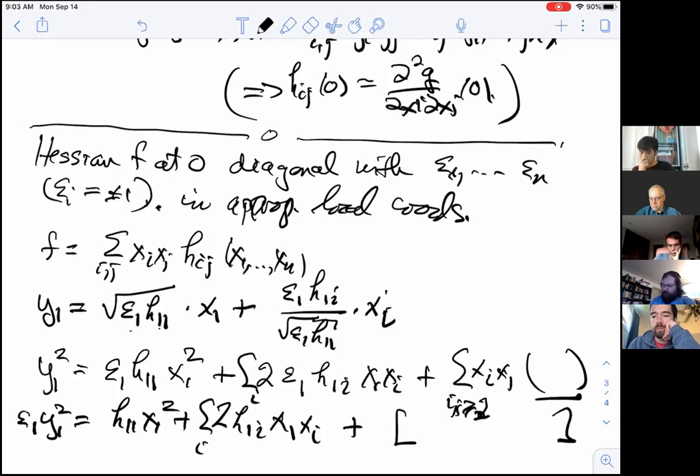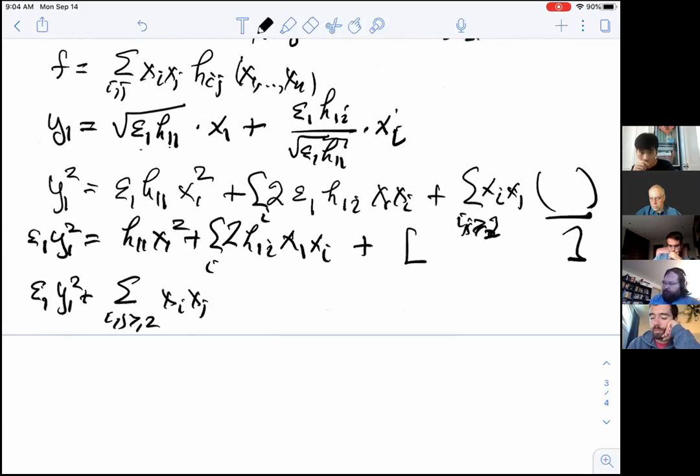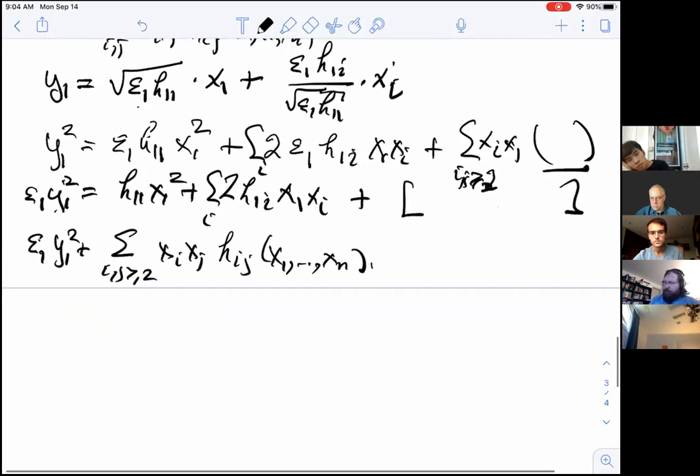And this, of course, is the leading term. So we see that we have managed to write this thing as epsilon 1 y1 squared plus summation over i and j greater than or equal to 2 of xi xj, and some now different functions, but I won't change the names, hij of x1 up to xn. So by making this change in the first variable, I've peeled off a new coordinate, y1 squared, which has the form I want, and I'm left with these products involving only xi xj for i and j at least 2 times a function of all the variables.